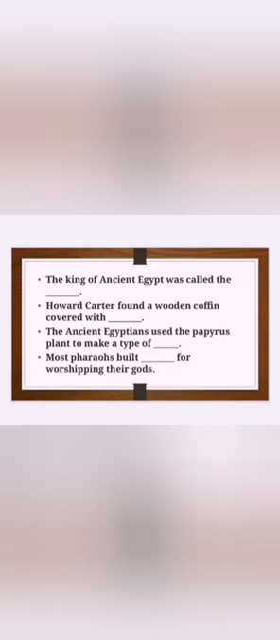Your fifth blank: the king of ancient Egypt was called the dash. Next: Howard Carter found a wooden coffin covered with dash. Seventh blank: the ancient Egyptians used the papyrus plant to make a type of dash. And last: most pharaohs built dash for worshipping their gods. Hurry up, think about the answers. These are very easy.